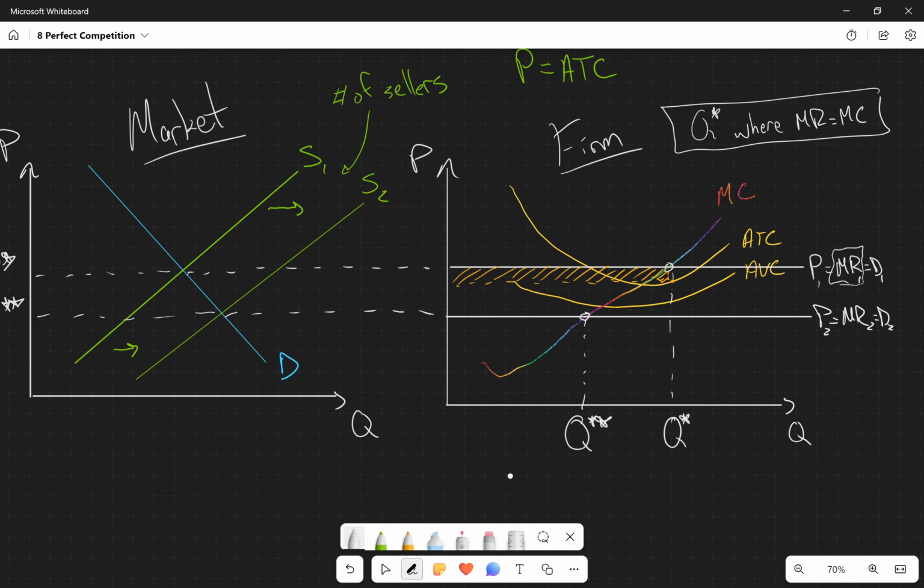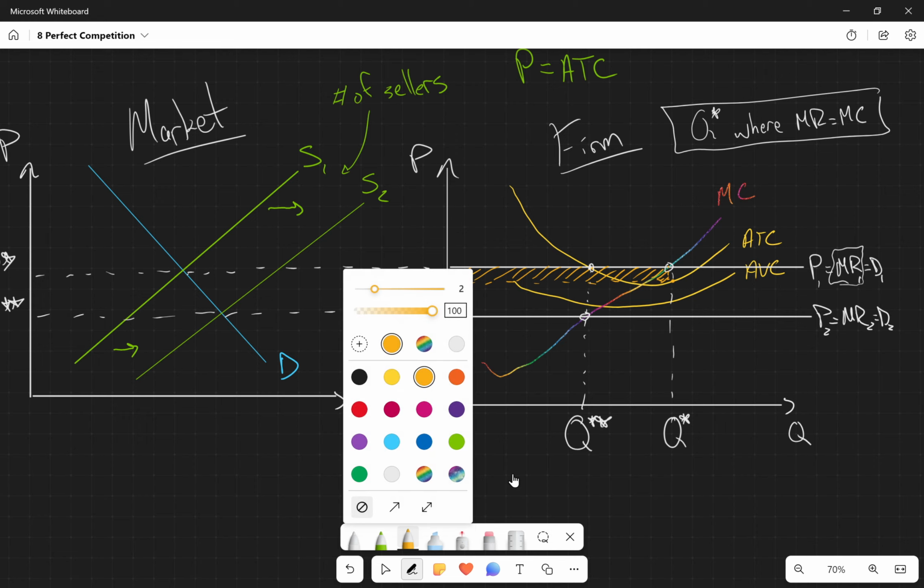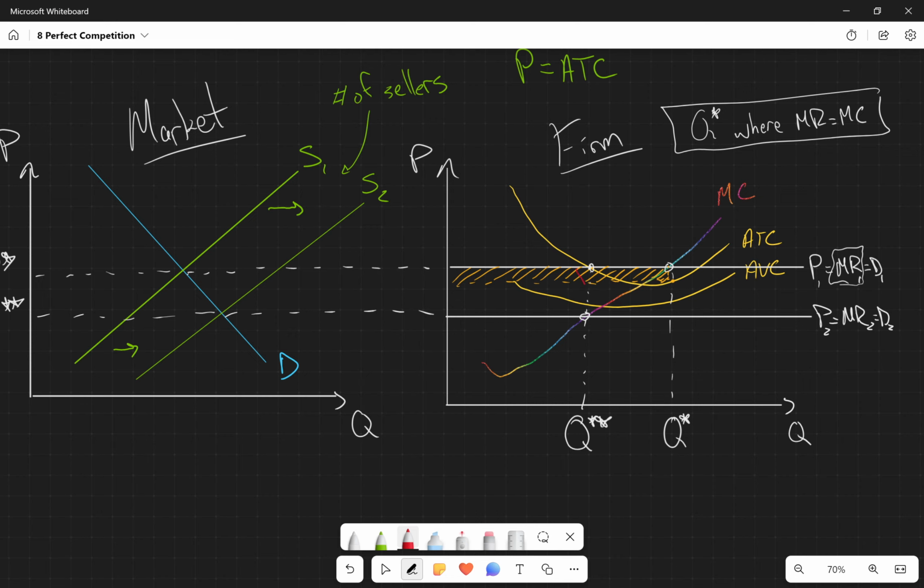Now we have to go up to where the average total cost is, because instead of having a profit, now we have a loss, right? So this rectangle here shows us the loss that happens as a result of the new entrance to the market.